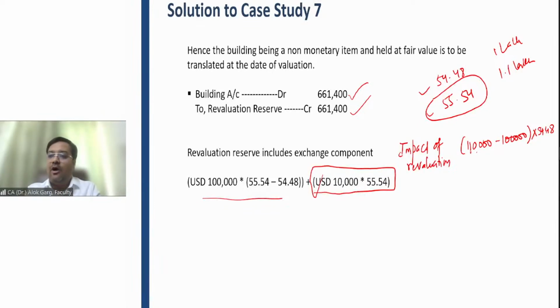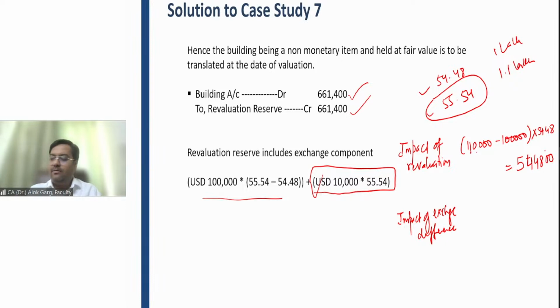So this comes out to how much? This comes out to 54.48 multiplied by 10,000. I believe it is coming out at 5,44,800, right? So the increase in fair valuation multiplied by the old rate will give you the impact of revaluation. Now, what is the impact of exchange difference? I think this is right now, 54.48 multiplied by 10,000.